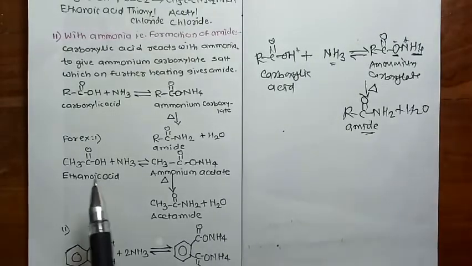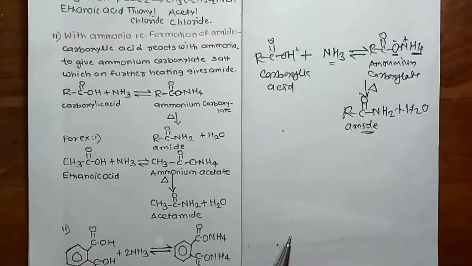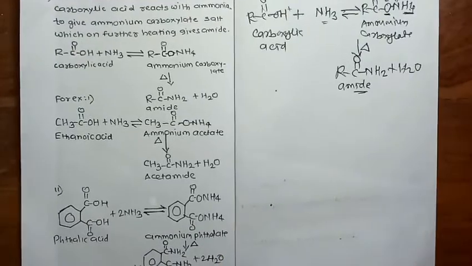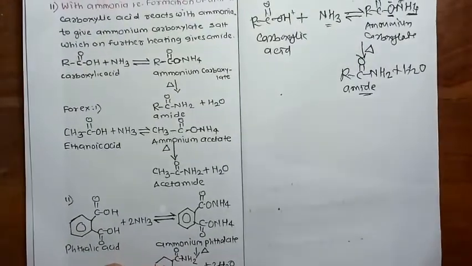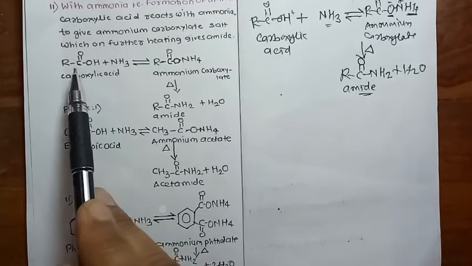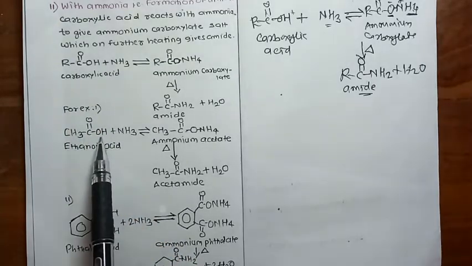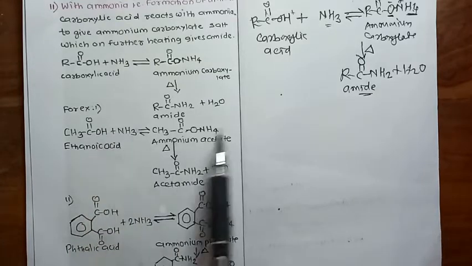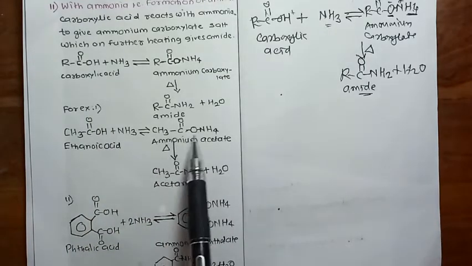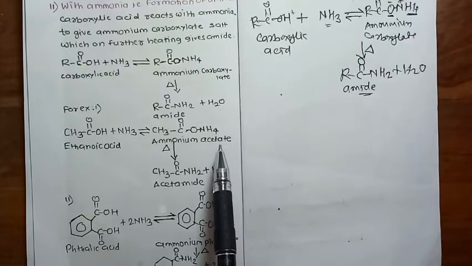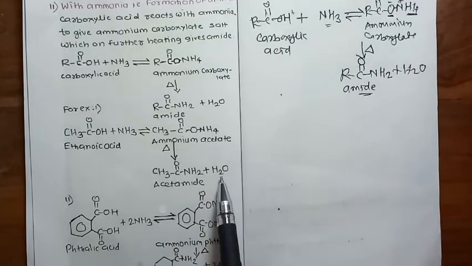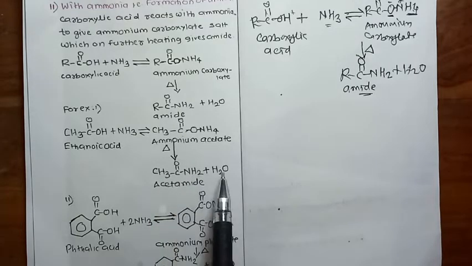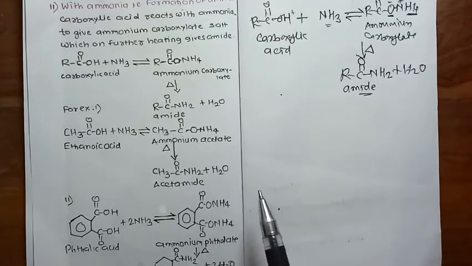Here I have taken an example, when a carboxylic acid like ethanoic acid is treated with ammonia. See this one: CH3 double bond OH plus NH3. This NH3 combines with this hydrogen atom, forming NH4, that is, CH3 double bond ONH4. This is ammonium acetate. It is a salt, and on heating it eliminates a water molecule, and there is a formation of CH3 double bond ONH2, that is, acetamide formation takes place.